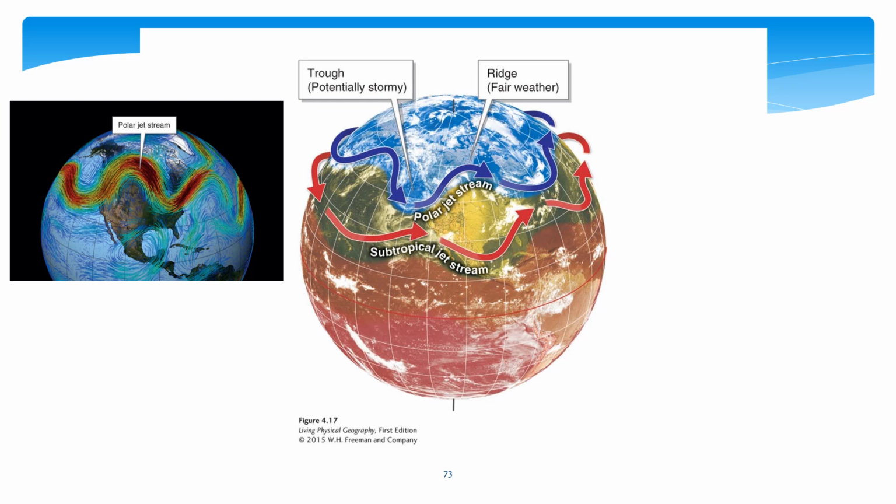On either side of that ridge, where it dips down, those are your troughs. That's where we are going to have unsettled weather, and it's probably going to be a little colder and quite likely stormy.